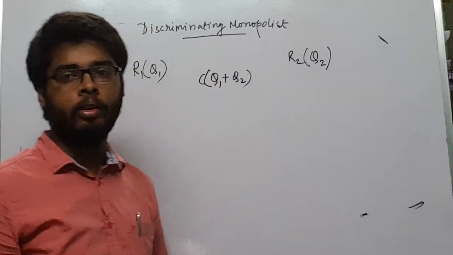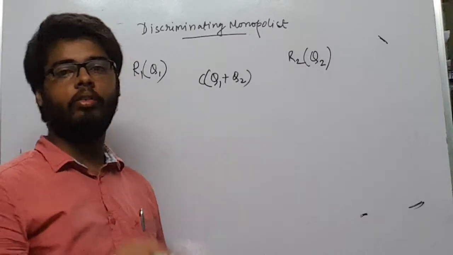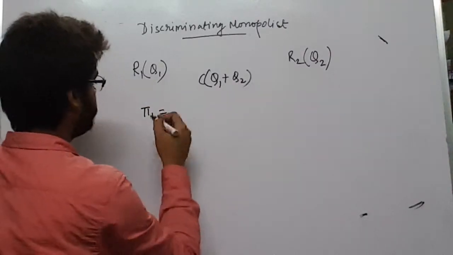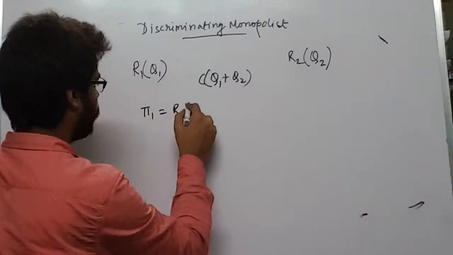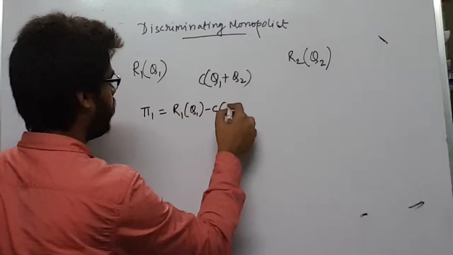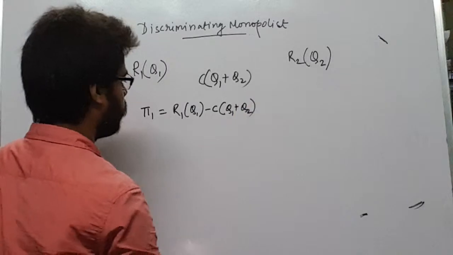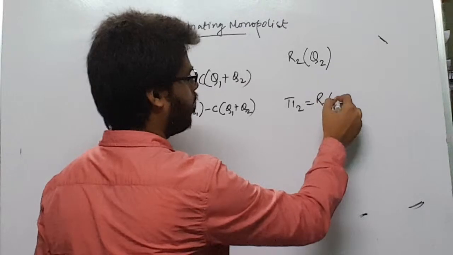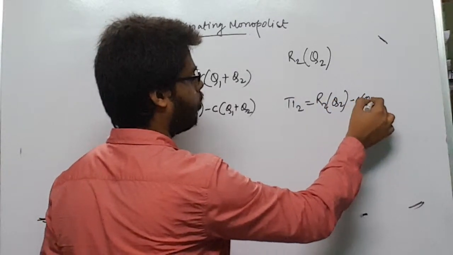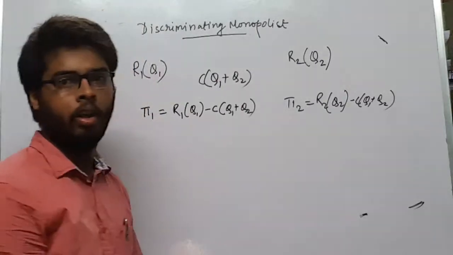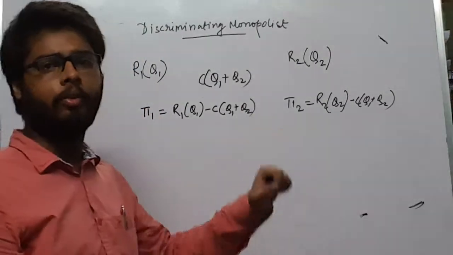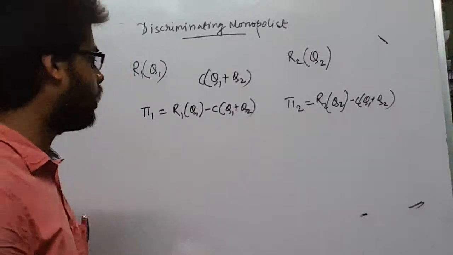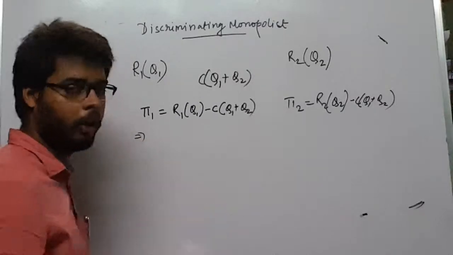Now we have to consider the profit. So we will write the profit function. Let the profit function for the first market be pi 1. It would be R1(Q1) minus C(Q1 + Q2), and pi 2 would be R2(Q2) minus C(Q1 + Q2). Now we will differentiate both these profit functions and equate them to 0, and find the profit maximizing condition, the profit maximizing output.